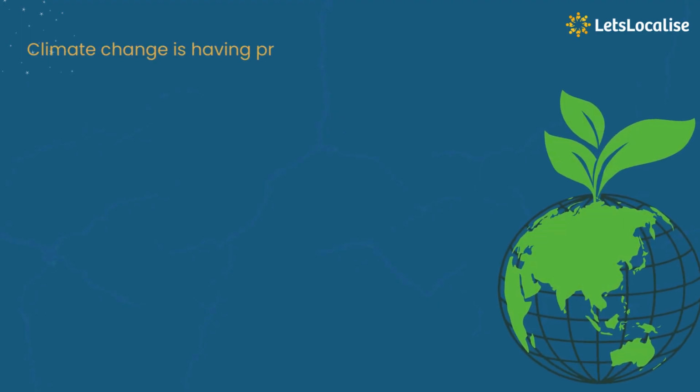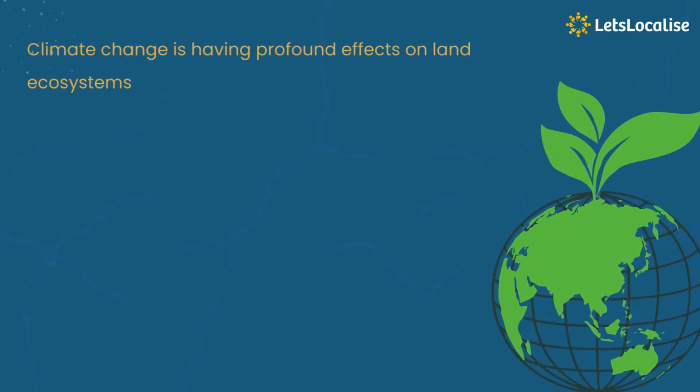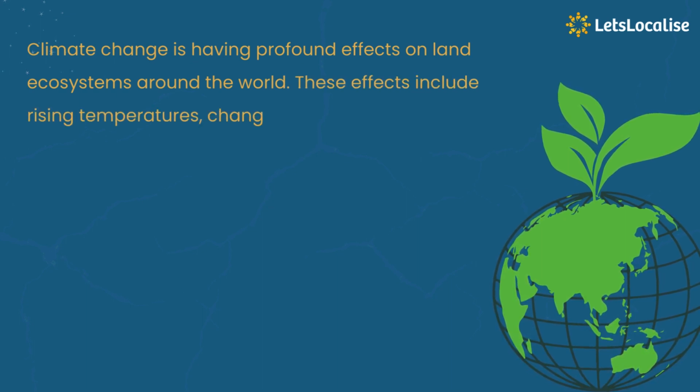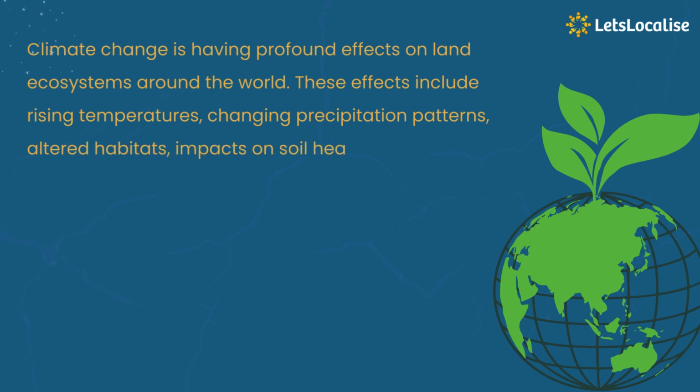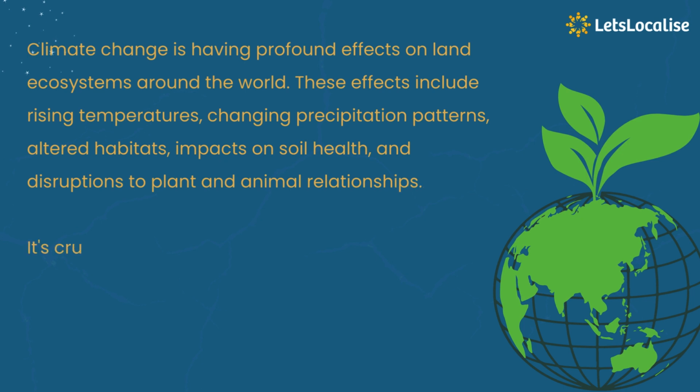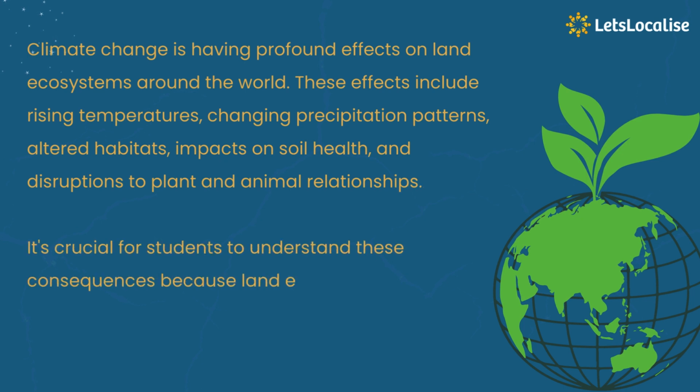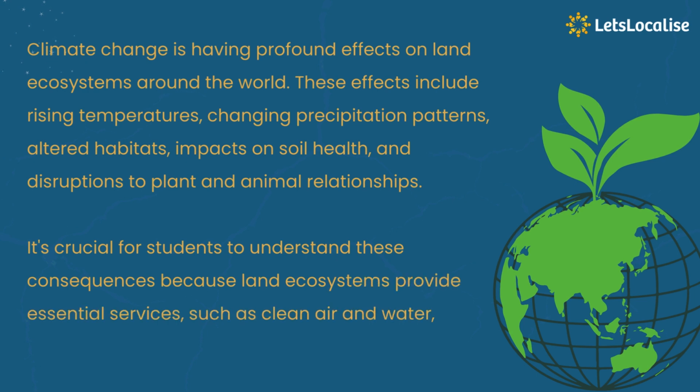Climate change is having profound effects on land ecosystems around the world. These effects include rising temperatures, changing precipitation patterns, altered habitats, impacts on soil health, and disruptions to plant and animal relationships. It is crucial for students to understand these consequences because land ecosystems provide essential services such as clean air and water and support biodiversity.